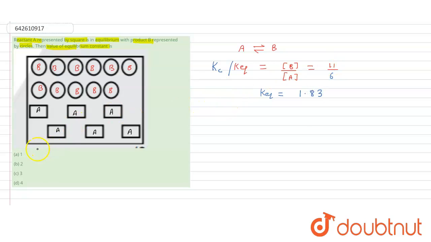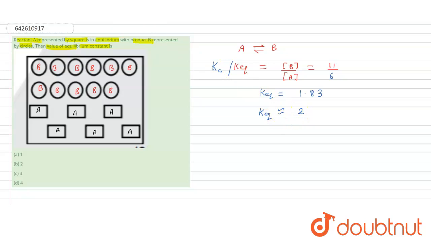But we have options in integers. So the nearest answer is approximately equal to 2, that is K equilibrium. If we round off this figure, it becomes 2, because here 8 is greater than 5, so I can write 1.83 as 2. So the value of K equilibrium is approximately 2.